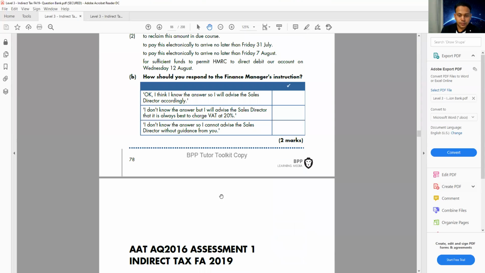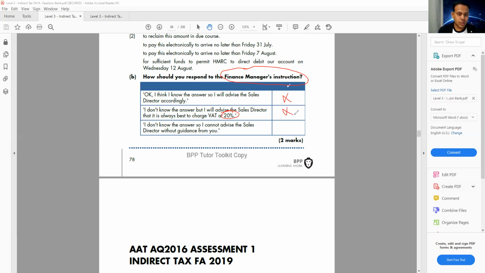Okay, so here they said, how should you respond to the finance manager instruction? The first one says, okay, I think I know the answer, so I'll advise the sales director accordingly. That's not the answer because you don't have enough experience. Then it says, I don't know the answer, but I will advise the sales director that it is always charged 20%. This is not the answer because you cannot just guess and tell your sales director, like, I guess that will be the answer.